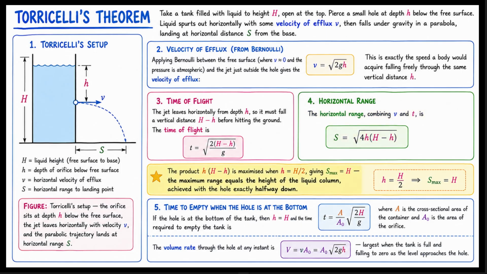The product h times H minus h is maximized when h equals H over 2, and the maximum range equals H, the height of the liquid column, when the hole is exactly halfway down. If instead the hole sits at the bottom of the tank, then h equals H, and the time required to empty the tank is t equals A over a naught times the square root of 2H over g, where A is the cross-sectional area of the container and a naught is the area of the orifice. The volume rate through the hole at any instant is V equals v times a naught, which equals a naught times the square root of 2gh, largest when the tank is full and falling to zero as the level approaches the hole.